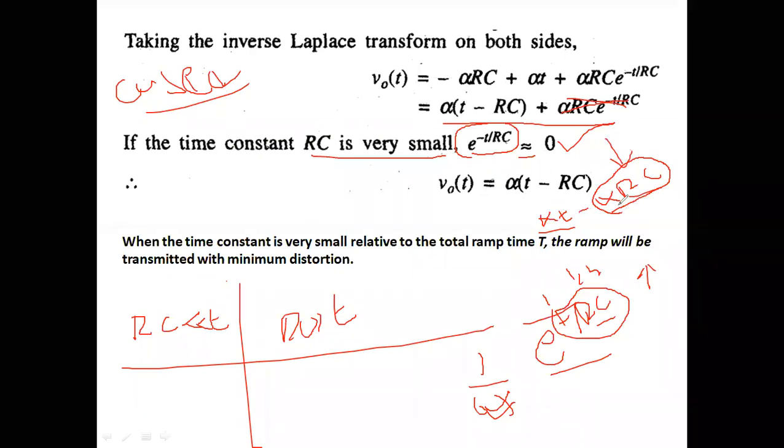The distortion is nothing but alpha RC, where RC is very small. Therefore, this value will also be very small, which is why I have mentioned that there will be a small distortion. The output voltage will be the same as the input voltage with a small distortion.